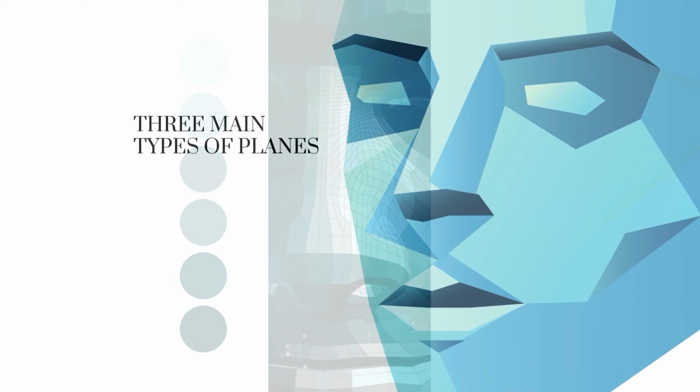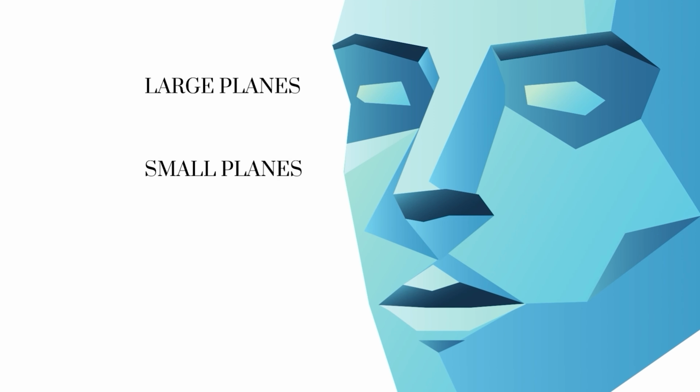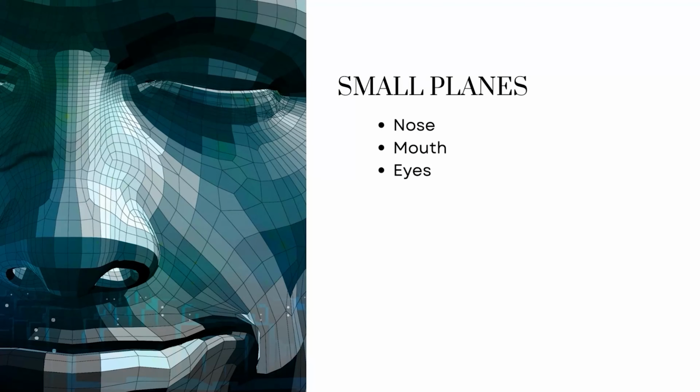So for instance, when painting a nose, it can be helpful to think about the different planes that make up the nose. Each plane will catch the light differently based on its angle in relation to the light source. In general, there are three main types of planes of the face: the large planes, small planes, and transitional planes. Large planes. The forehead, cheeks, and chin are all examples of large planes. Small planes. The nose, mouth, and eyes are all examples of small planes.